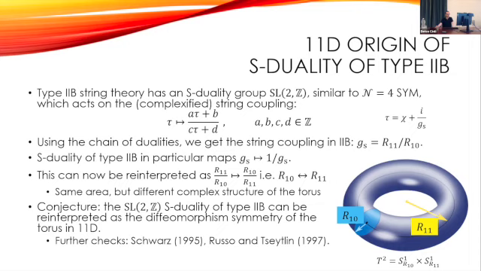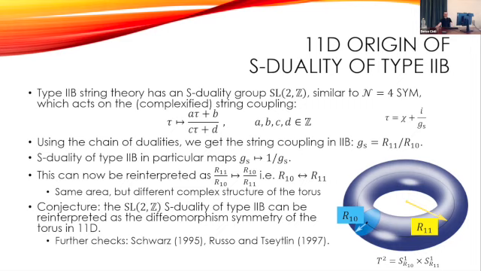So now we can see how S-duality acts on the radii, because S-duality, third bullet point, says g_s goes to 1 over g_s. So that means that R11 over R10 is going to R10 over R11. So basically we interchange these two radii.